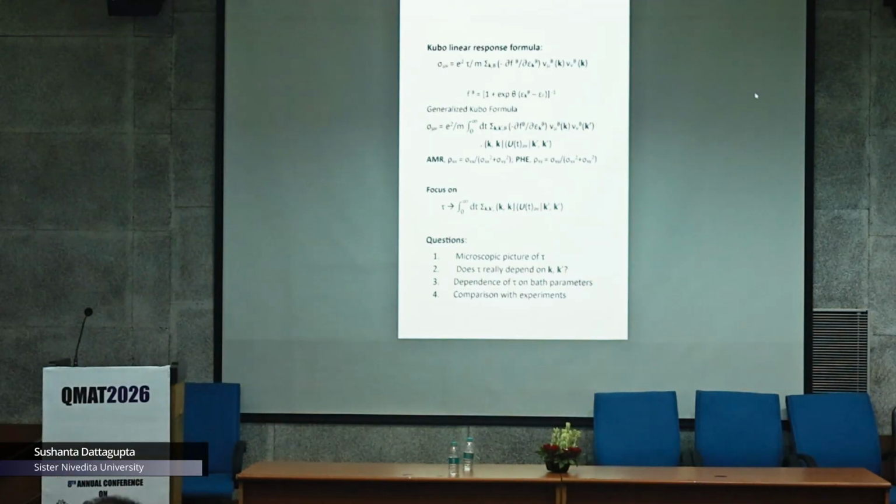So the point that I was trying to make was that the band velocities v mu and v nu, etc., have already been calculated from the derivative of the energy eigenvalues with respect to the k vector. For anisotropic magnetoresistance, you need rho xx, which is given here, and for planar Hall effect, you need this. So we would like to focus on that. What are the questions? What is the microscopic picture of tau? Does tau really depend on k and k prime? Dependence of tau on bath parameters and comparison with experiments.